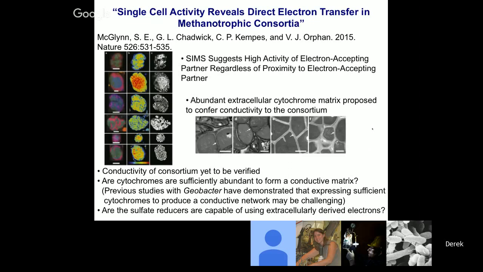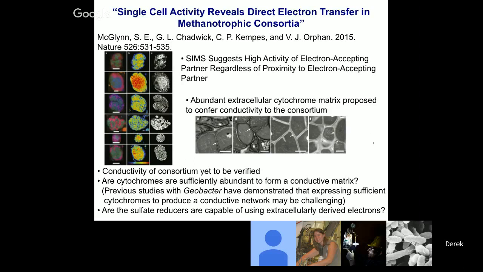And then at the same time, this other system was reported, and this is a little bit different. So this is the McGlynn et al. paper where they suggested from the arrangement of cells that clearly it had to be a conductive aggregate for exchange of electrons. Now the conductivity of the aggregate was not actually measured. I think that would be important to do. But this is a different proposal.